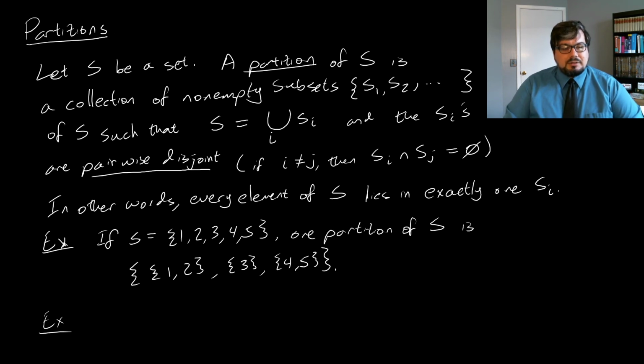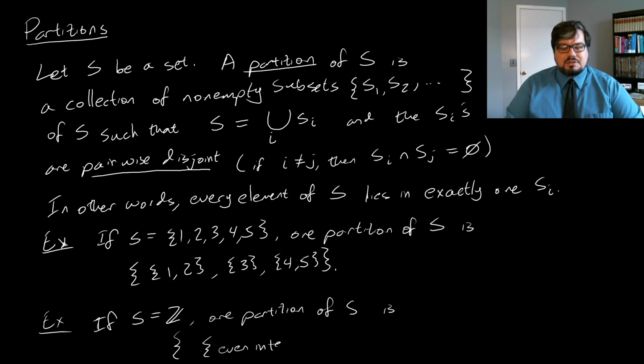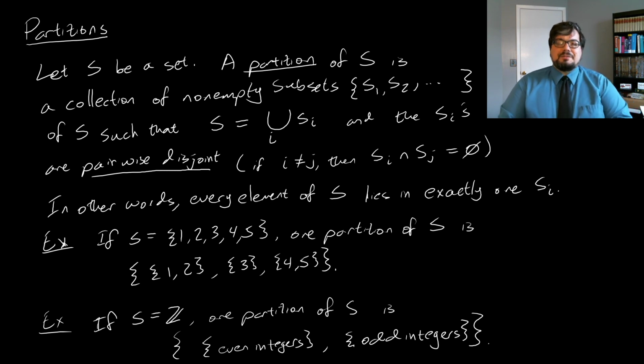For another example, if S is equal to Z, one partition of S is given by the following. We could take the set of all even integers and the set of all odd integers. That's a partition of Z. Every integer falls into exactly one of these categories, either even or odd, nothing falls into both, and we haven't left anything out. So there's a partition.